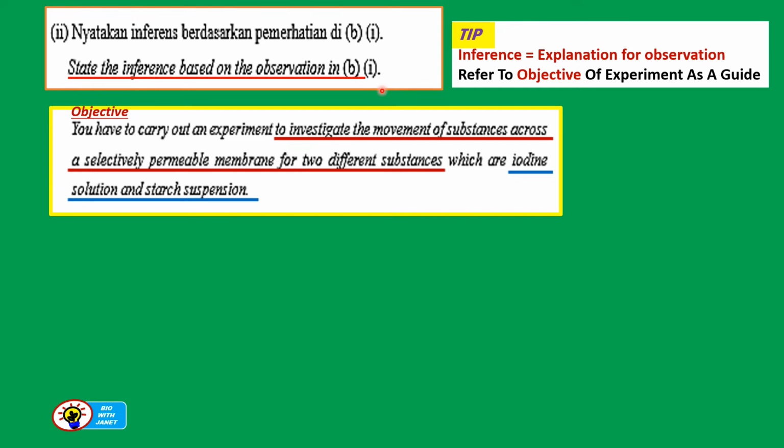So it has to do with the size of the molecules or particles of the iodine solution and the starch suspension. It's the different sizes of the particles in these two substances. So why did the whisking tubing color turn to blue-black? It's because the iodine molecules or the iodide ions have diffused into the whisking tubing, and then reacted with the starch to form the blue-black color.